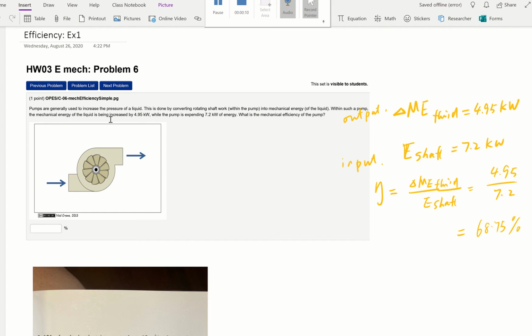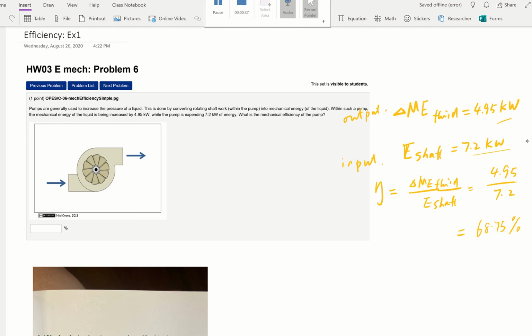It said a pump is used to increase the pressure of a fluid, and this is done by converting the shaft work into the mechanical energy increase of the fluid. They told us the increase of the mechanical energy is 4.95 kilowatts here. They also tell us the pump is expending 7.2 kilowatts at the shaft.